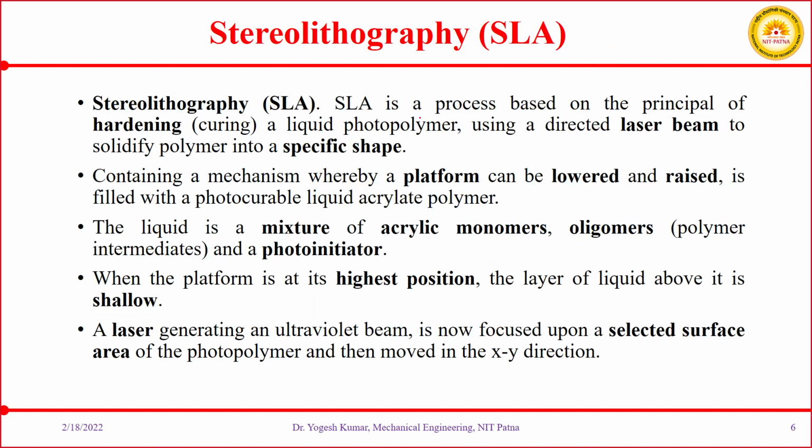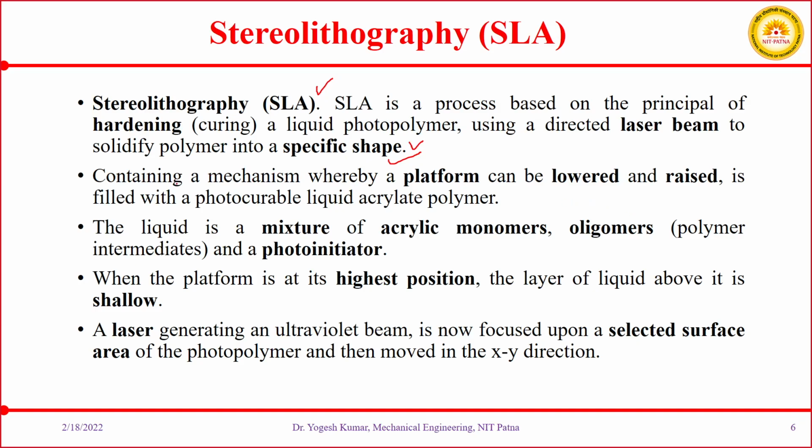Stereolithography, in short, is written as SLA. SLA is a process based on the principle of hardening or curing a liquid photopolymer using a directed laser beam to solidify the polymer into a specific shape. The shape is determined by the CAD geometry, whatever CAD model you have prepared in your modeling software.